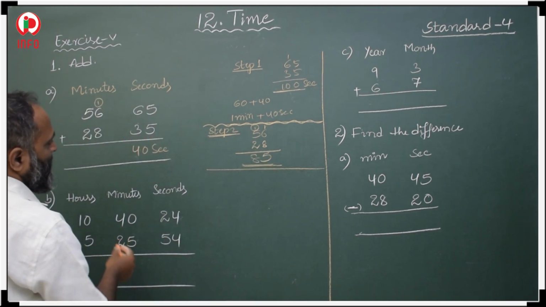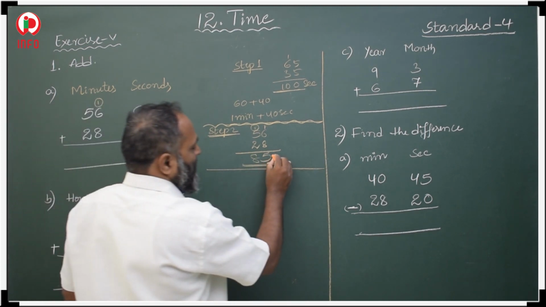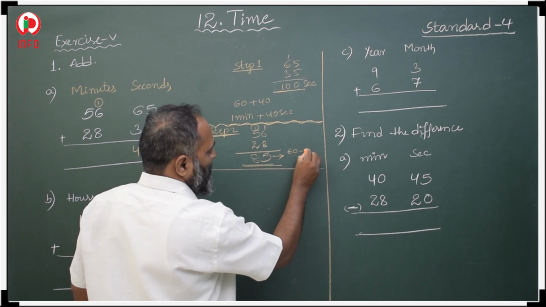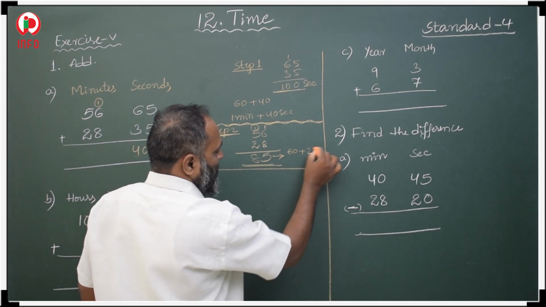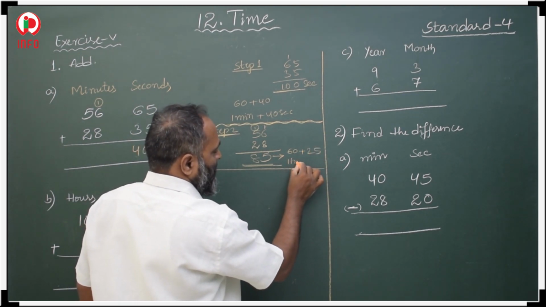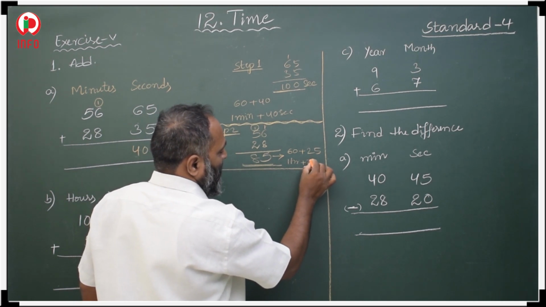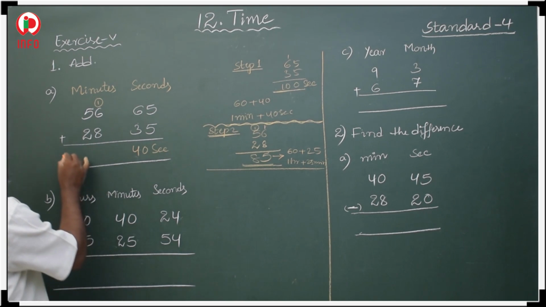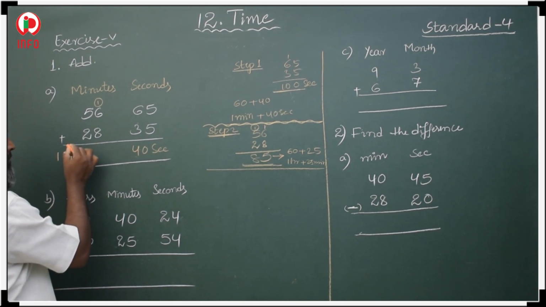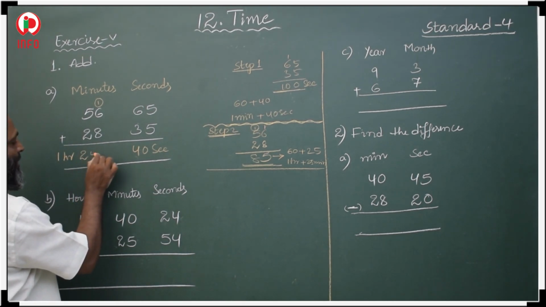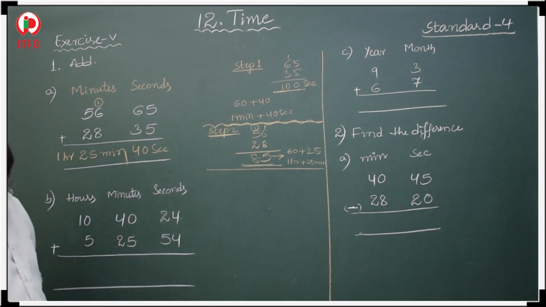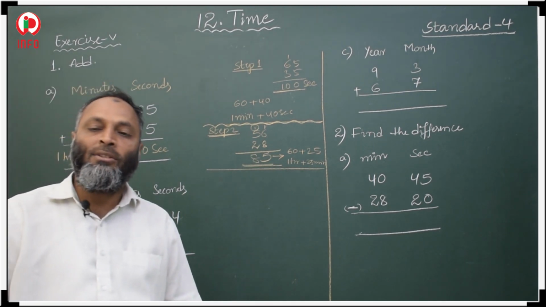85, 85 minutes. Then how to convert this 85 minutes? 85 minutes means 60 plus 25, 60 minutes means 1 hour and 25 minutes. So the total is 1 hour, 25 minutes, 40 seconds. Okay.